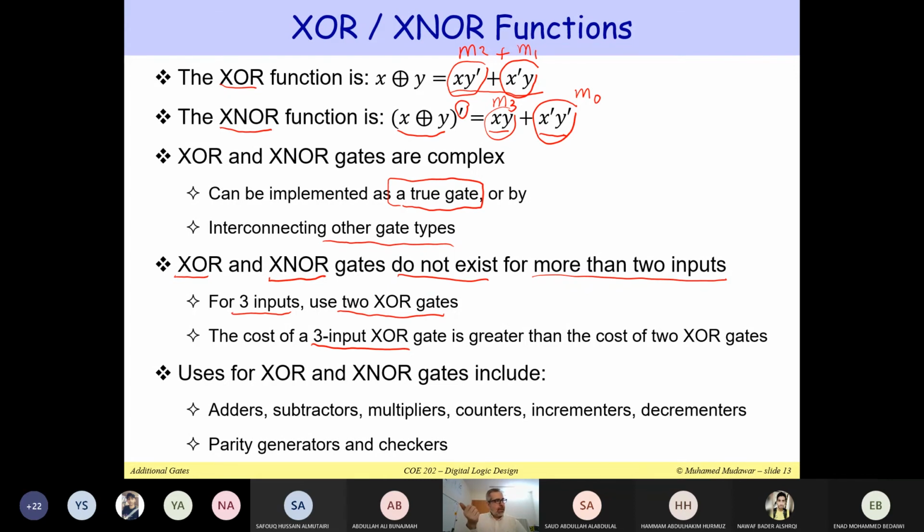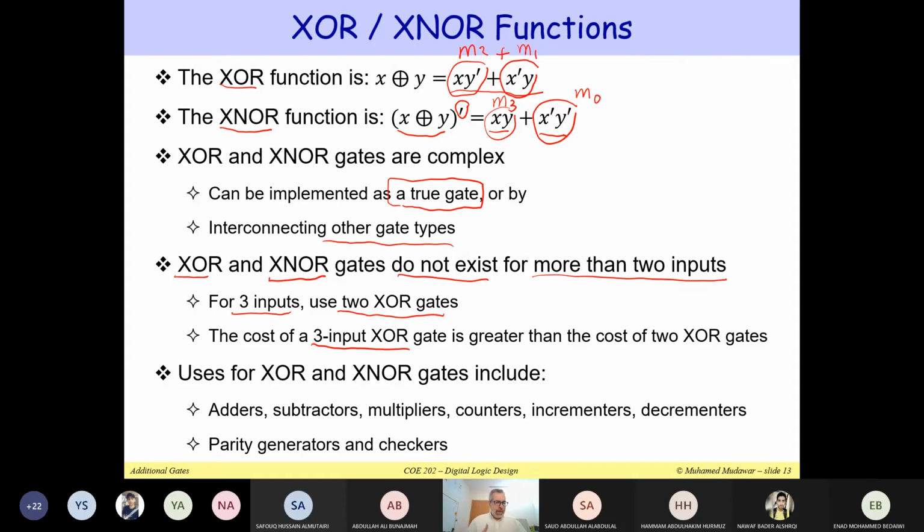Now, the XOR itself and the exclusive NOR are associative. So therefore, you can easily put them in any order that you want. And this actually means that you can easily use 2 input XOR gates to implement larger functions. Now, why do I talk about the XOR and the exclusive NOR? They are very useful gates. I talk about them because we use them to design adders and subtractors. So I can use them actually in arithmetic circuits, also in multipliers. We use them in counters, we use them in incrementers, decrementers, so we use them in many circuits.